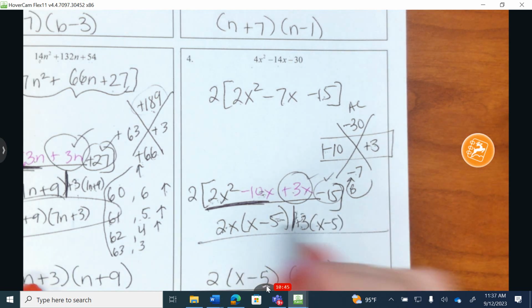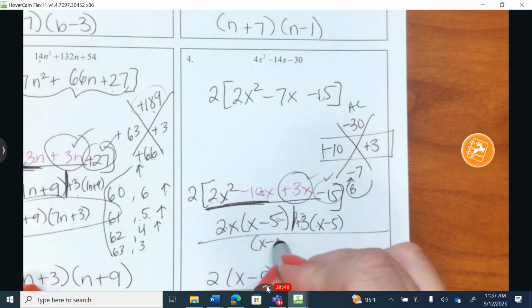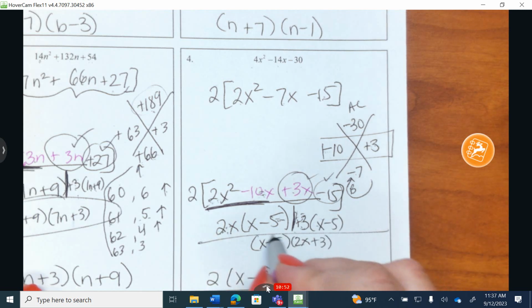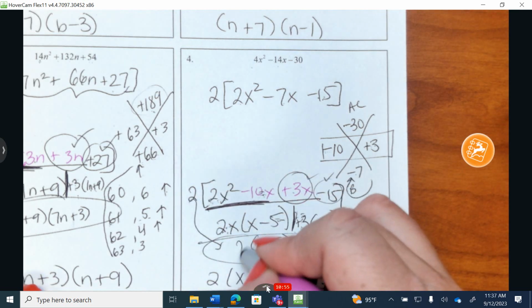What do I do next? You've done all the hard work. They both contain the quantity x minus 5. In front of the first is a 2x. In front of the back is a positive 3. Don't stop now. We factored out a 2 at the very beginning.